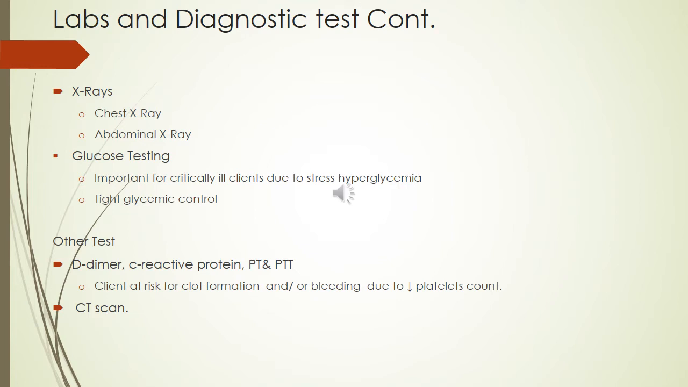Other tests that are usually ordered are the D-dimers, the C-reactive proteins, PT and PTT, and this is because clients with sepsis are at high risk for clot formation and also for bleeding, and this is due to the decrease in platelet count and also the clumping of the platelets.